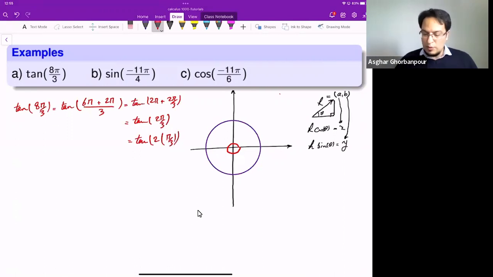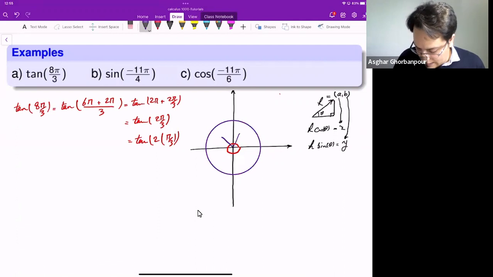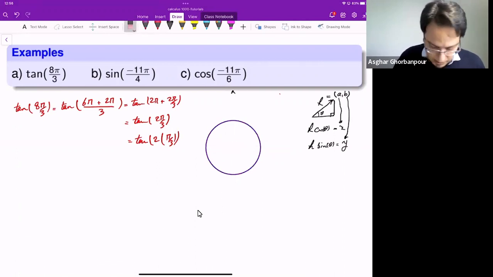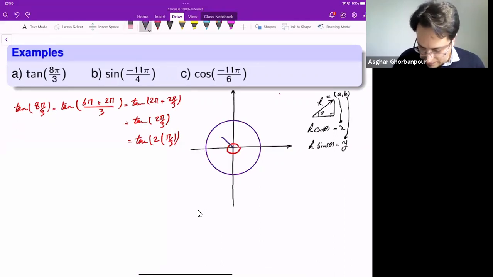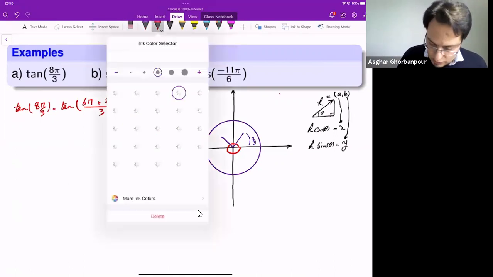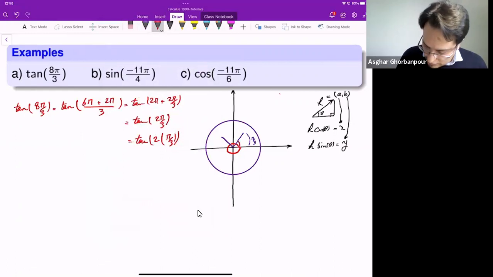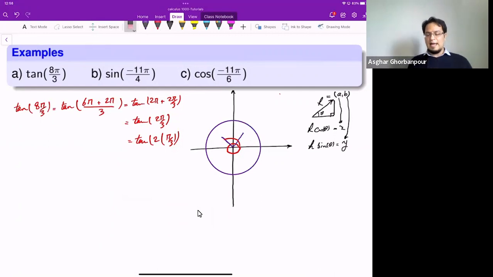I assume that you know what pi over 3 is. Pi over 3 is 60 degrees. It means that you divide the straight angle into 3 equal pieces and pick one of them. Yes, this is pi over 3. Now I want 2 of them. So this is 1, this is 2. So I go 1 there, 2 there, and 3. That's locating the angle there.